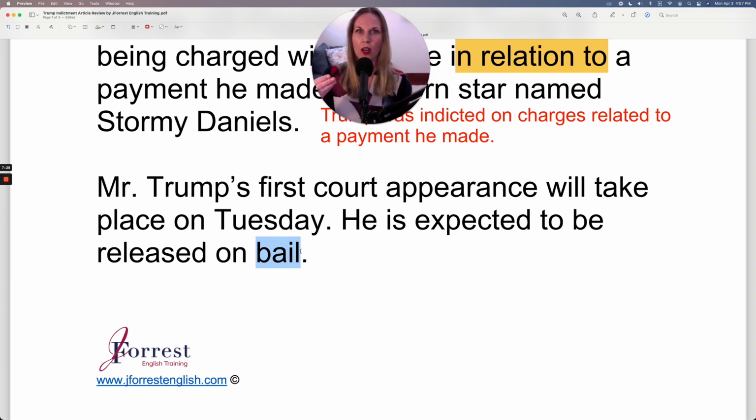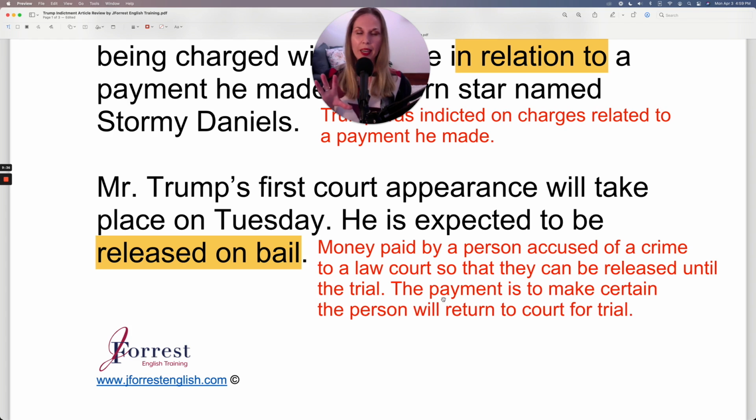So Trump is charged. He won't go to jail because he paid bail, which might be $100,000, $1 million. I have no idea how much it will be. And he's paying that money to make sure that he will appear in court. If you don't make bail or you don't have the money to pay for bail, you have to wait in jail until your court appearance. So he was released on bail. This is a legal term. Here's the summary of bail.